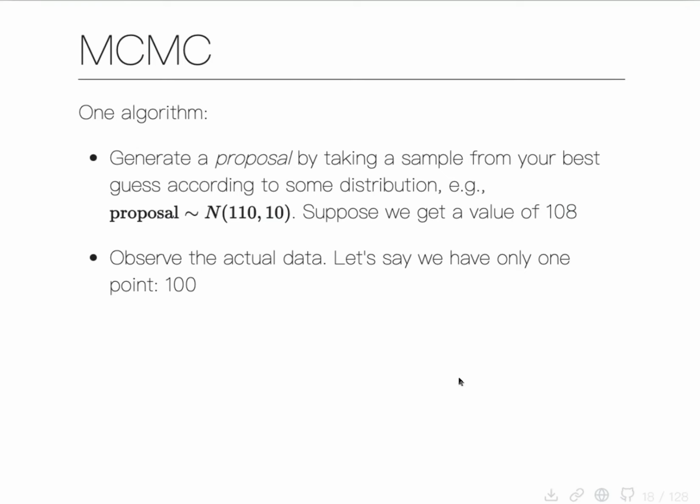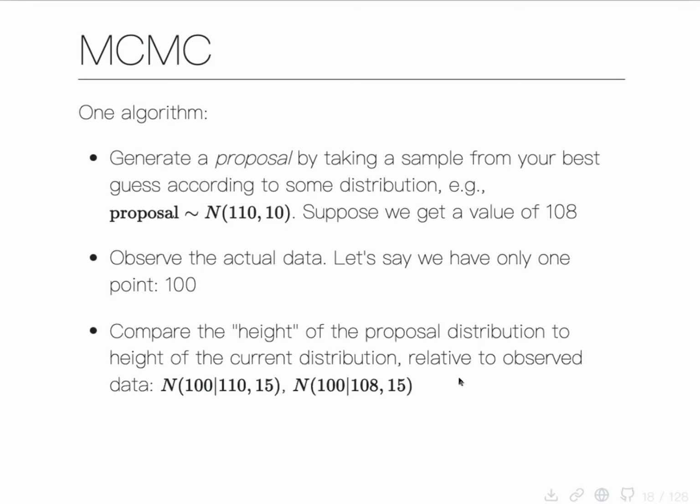So we have one data point, it's 100. What we're going to do now is compare the height of our proposal distribution, the one we just randomly sampled from our current distribution. Basically, we're asking: what's the likelihood of our data, 100, given a sample of 110 and a standard deviation of 15, versus the likelihood of our data with a mean of 108 and a standard deviation of 15, because this part's known. So we're calculating the likelihood of those two things.